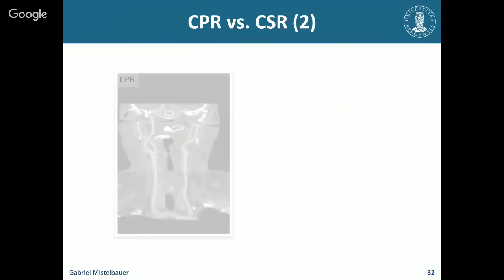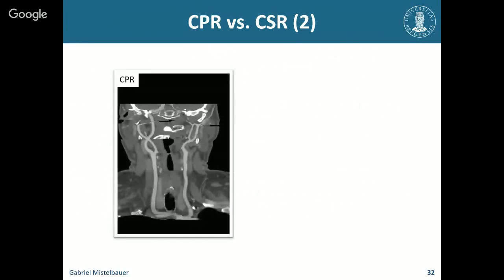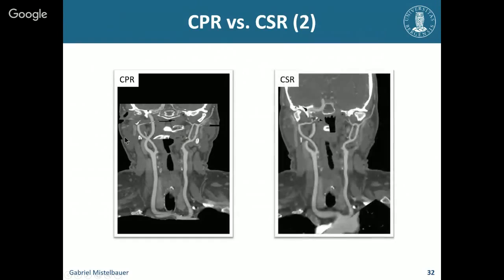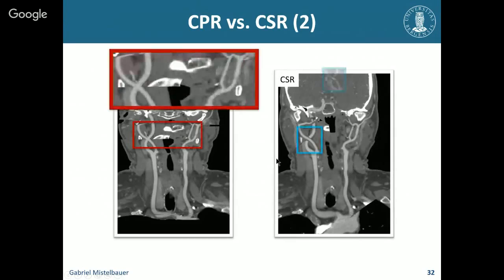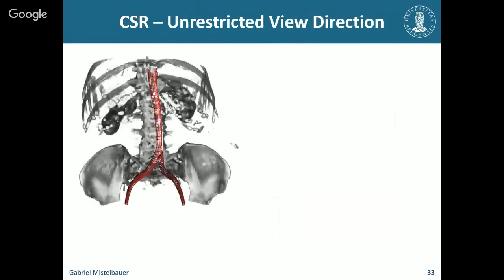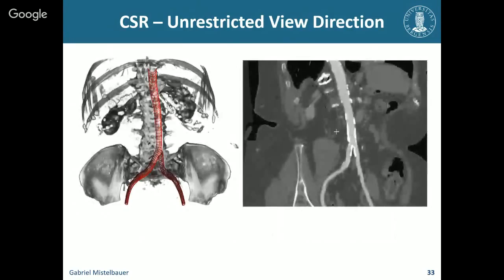Now, let me show you an example. This would be the CPR image, and here you can already see some of the issues with these discontinuities. And here is a CSR image where you can, for example, see that we also get information about which blood vessel is in front, which we can't really judge from the CPR in the presence of multiple blood vessels. And here is an example of how we can change the view direction arbitrarily.